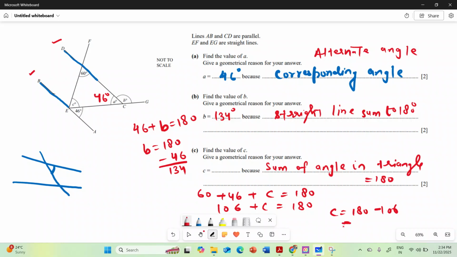So here this angle plus this angle plus this one equals 180. Angle C equals 180 minus 106. So here this is 74. The angle C is 74 degrees. So this is the answer to this question.